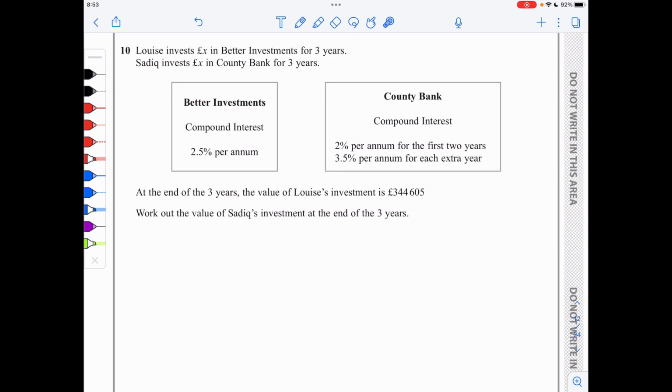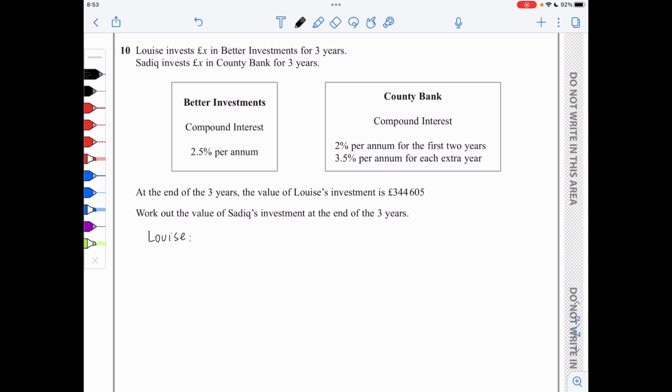In question 10, Louise has invested X pounds in better investments for 3 years, and Sadiq invests X pounds in County Bank for 3 years. At the end of the 3 years, the value of Louise's investment is 344,605, and we need to work out the value of Sadiq's investment at the end of the 3 years. So we start with Louise because we need to find X first.